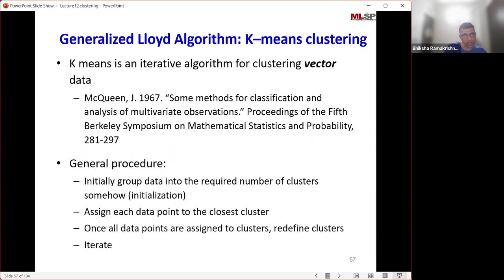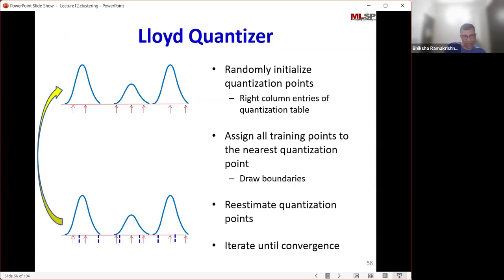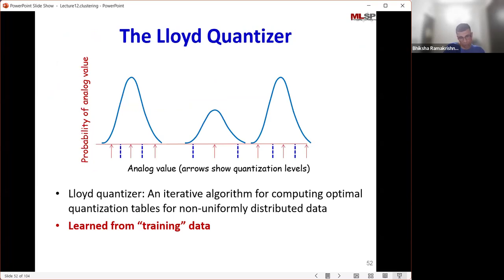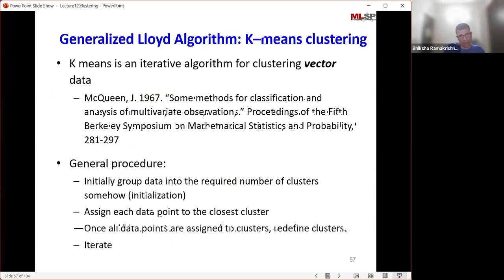So this was a very famous algorithm by Lloyd. And the interesting thing is that this paper came out in 1982 or thereabouts. But it's actually based on k-means clustering. And the original k-means clustering paper came out in 1967. So the Lloyd quantizer is a one-dimensional instance variant of the generic k-means clustering algorithm that McQueen came up with in 1967. And it was published 15 years later.